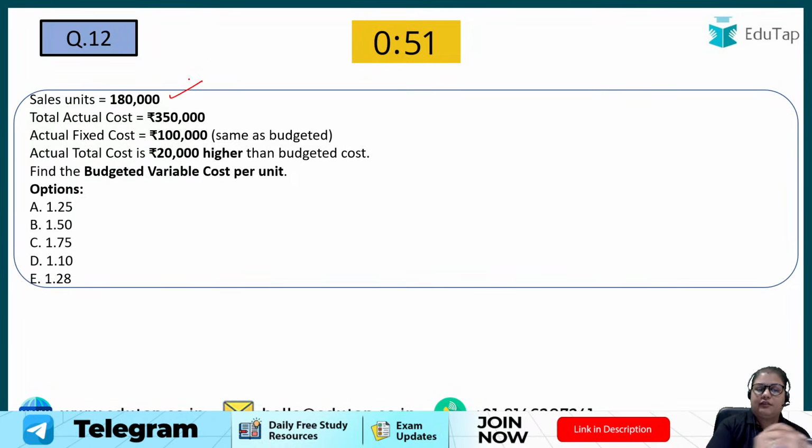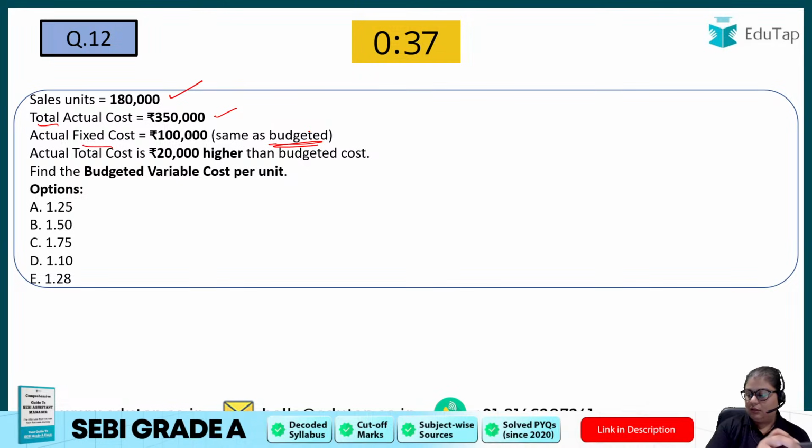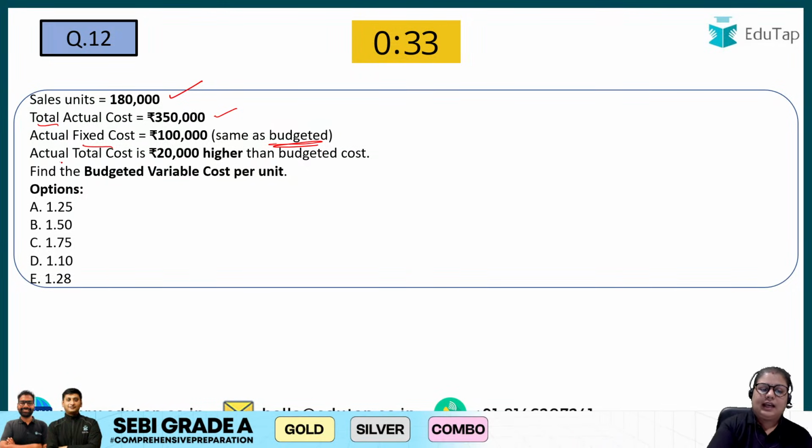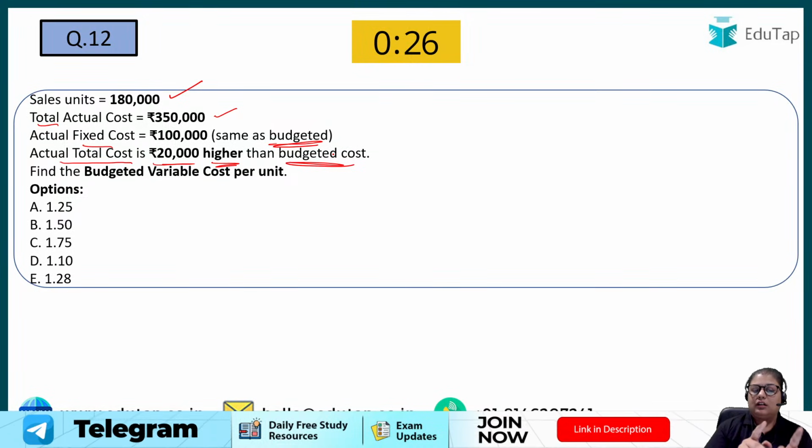Sales units is given to you. Don't get confused. Sales units is given to you, 1,80,000. Total actual cost is given to you. Actual fixed cost is also given to you, 1 lakh, and it says it is same as budgeted. So budgeted fixed cost and actual fixed cost is same. Then they're saying the actual total cost is 20,000 higher than the budgeted cost. So that means the total actual cost that we calculated is 20,000 more than it is budgeted. So budgeted cost is also not given to you.